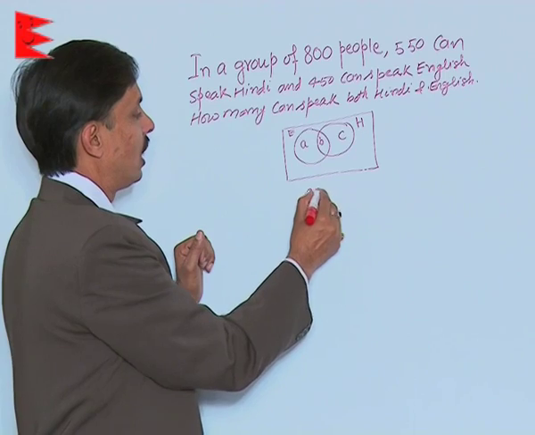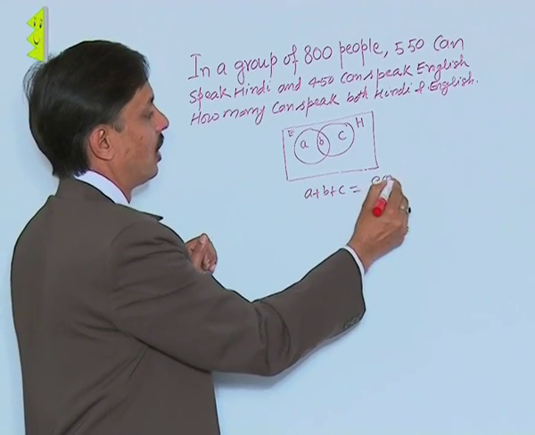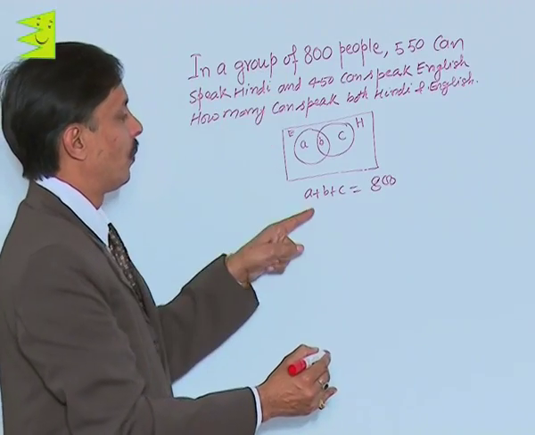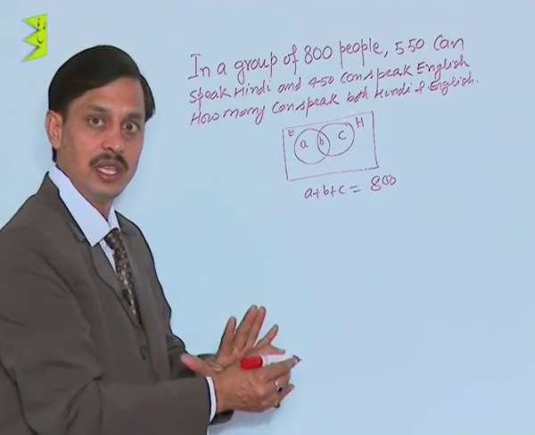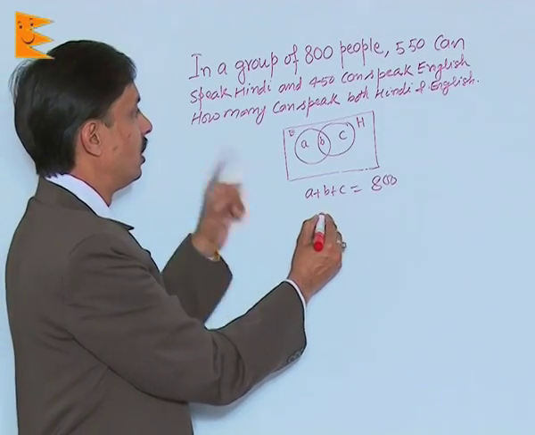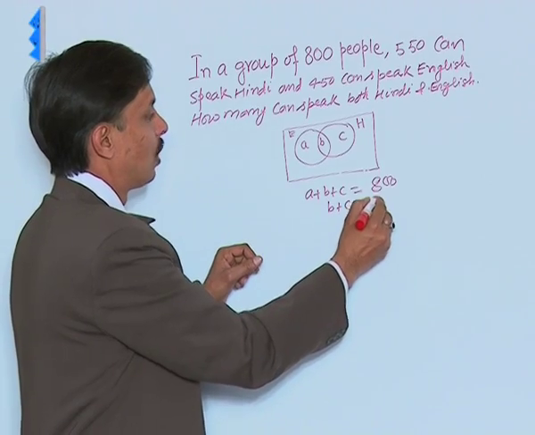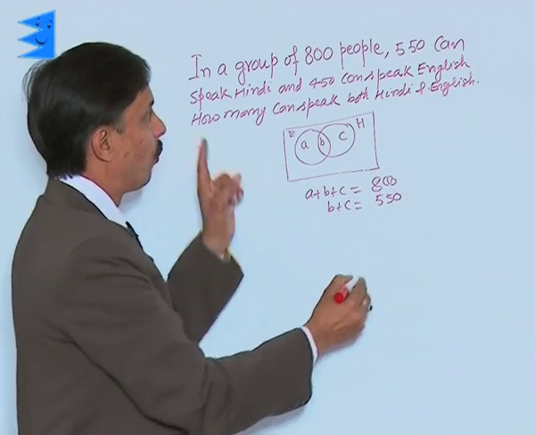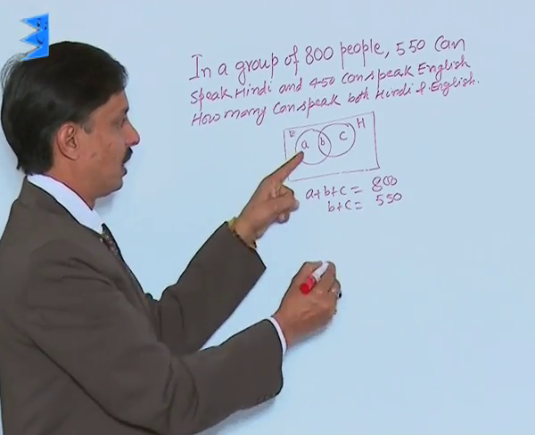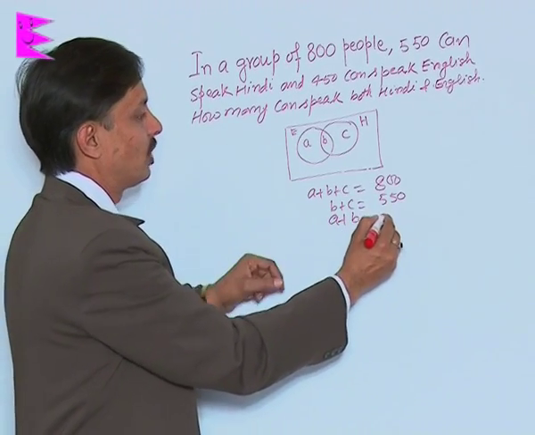So I can say A plus B plus C is how much? 800. Because in a group of 800, A plus B plus C is 800. 550 can speak Hindi. Hindi means B plus C. B plus C is how much? 550. 450 can speak English. English means A plus B. So this A plus B is how much?